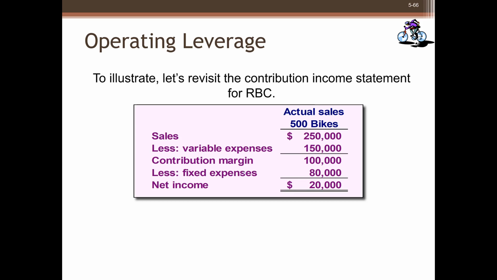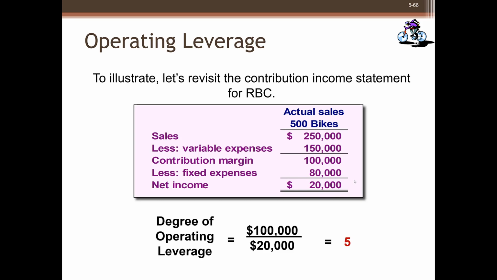Let's still use RBC as an example. This is RBC's contribution income statement. We assume actual sales of 500 bikes, and we have total sales minus variable expenses, and we get contribution margin minus fixed expenses. Net operating income is $20,000. Now to calculate the operating leverage, we use the $100,000 contribution margin divided by net operating income. The degree of operating leverage is 5.